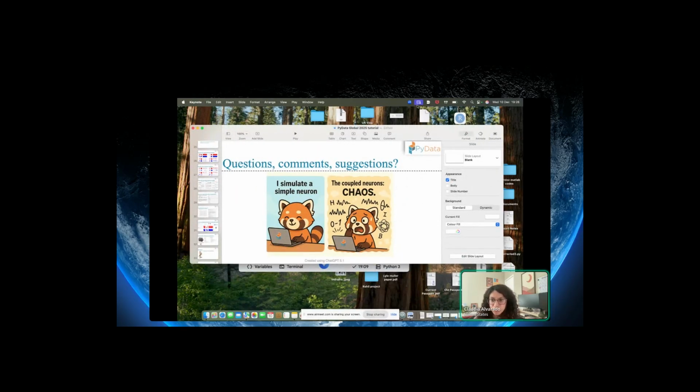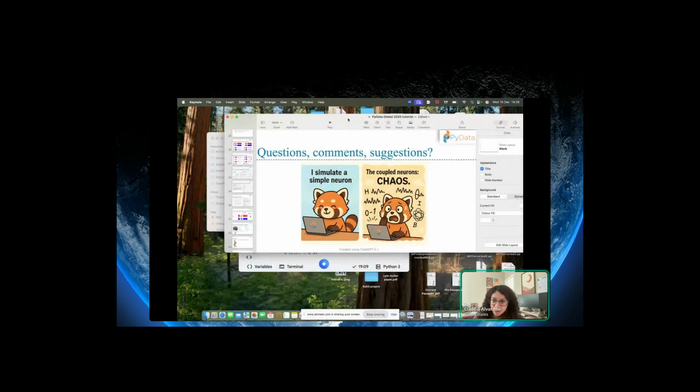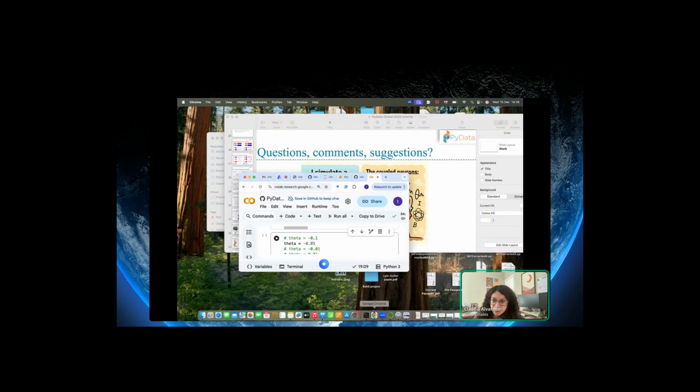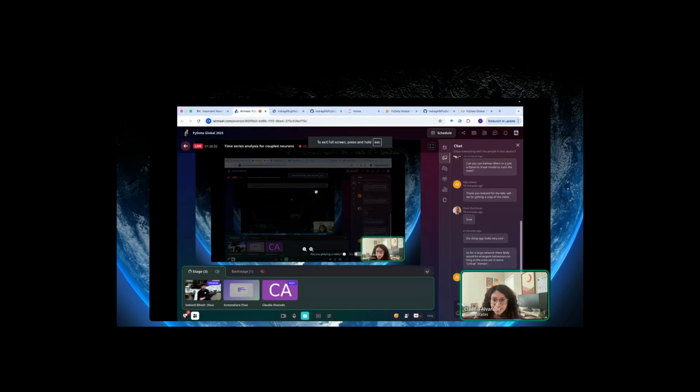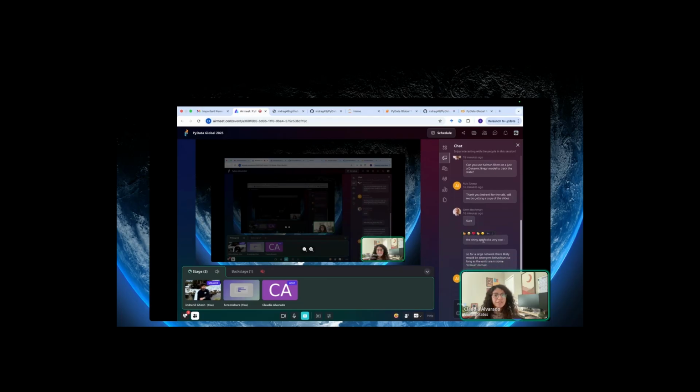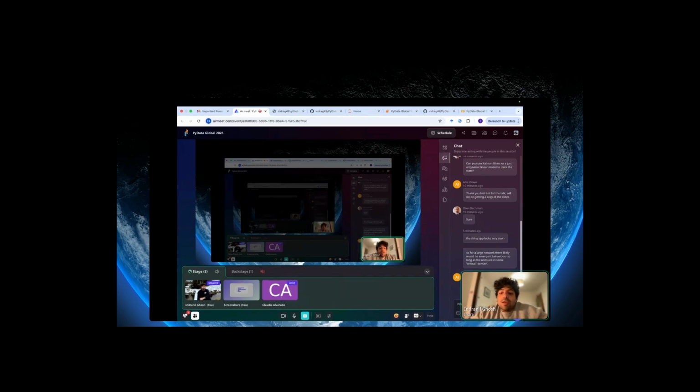So we have one from Orange. They ask, for a large network, there likely would be emergent behaviors so long as the units aren't in some critical domain. And there's a question about your slides too. Okay, that's a very good point.